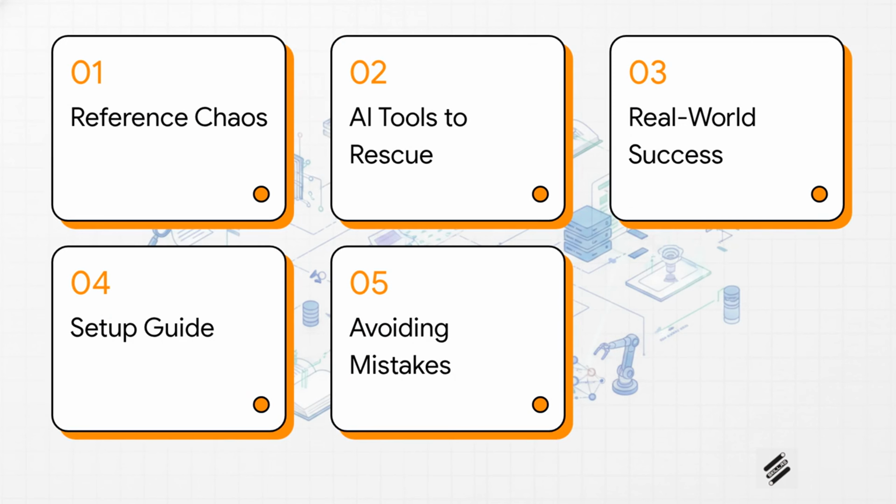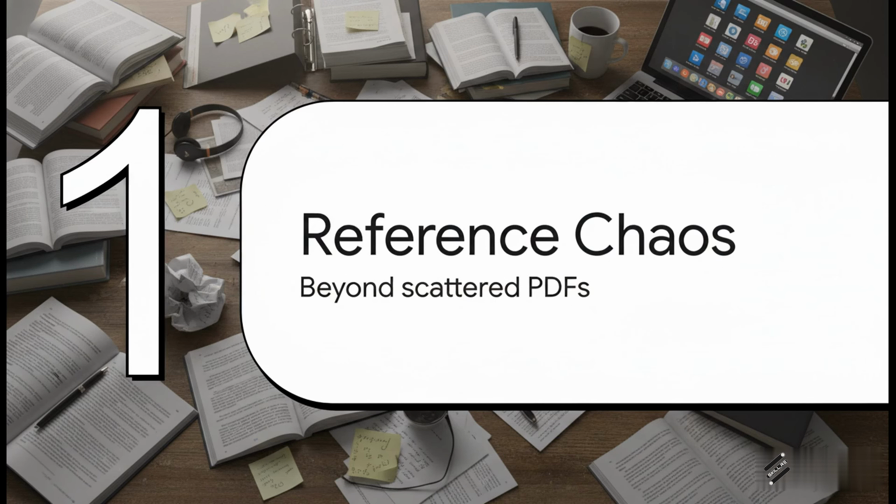So here's the roadmap for our explainer today. We'll start with the reference management chaos, then look at how AI tools come to the rescue, dive into some real-world AI success stories, walk through a step-by-step setup guide, and finally wrap up with how to avoid those really common AI mistakes. All right, part one, the reference management chaos.